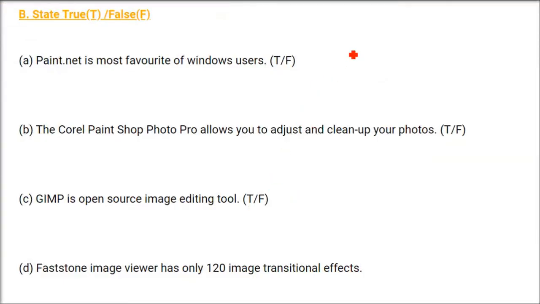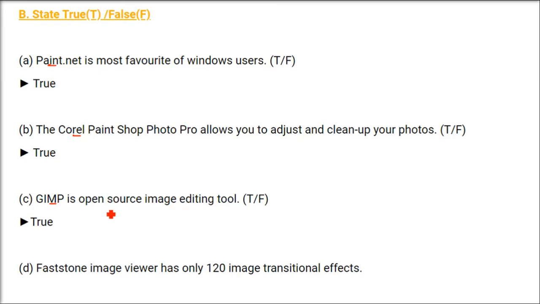So this Paint, as I showed you, really, the answer is true. For Windows users, Paint is very good. The Corel PaintShop Photo Pro allows you to adjust and clean up your photos. Now Paint, Corel PaintShop, GIMP, FastStone, and there are so many others. There are a bunch of good and strong image editing softwares, and they have something very different from others. So the answer B is true because it has this adjusting and cleaning up photo strength.